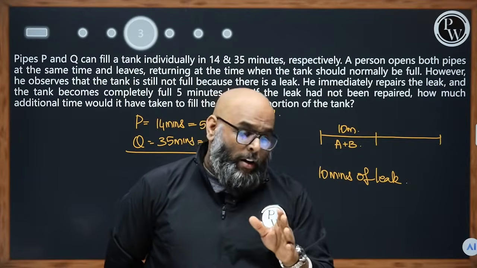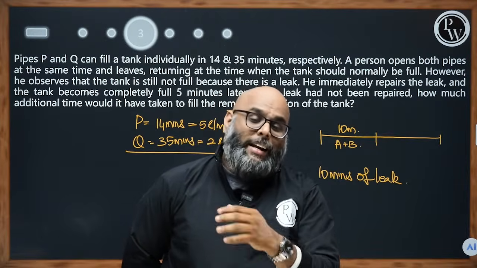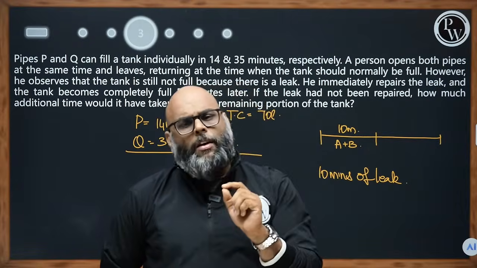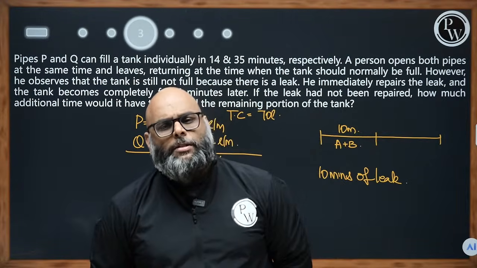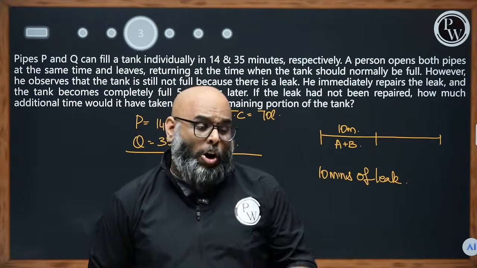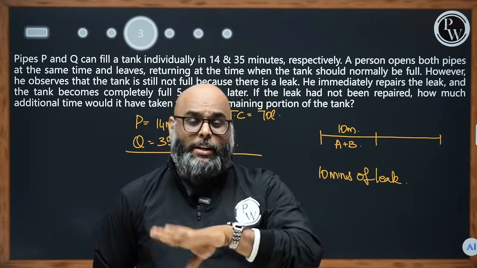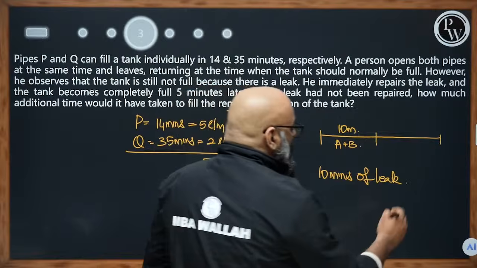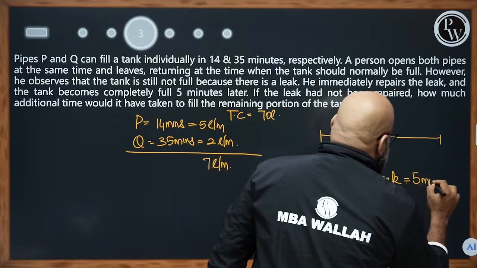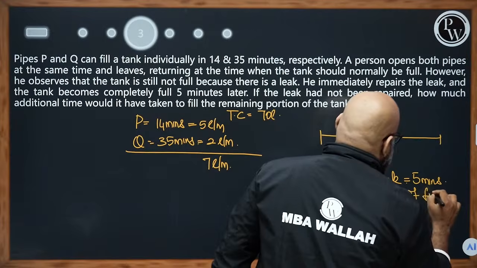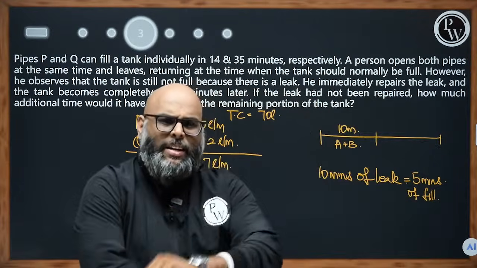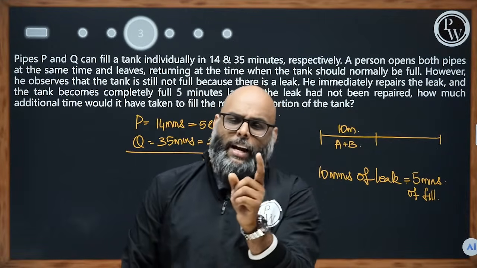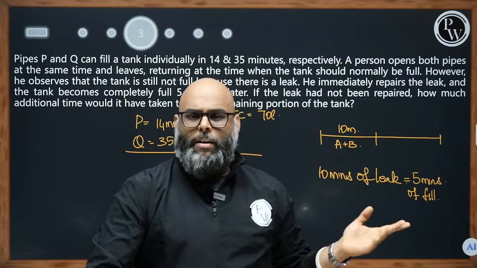Now what happened? The guy fixed this issue and then he ran the pipes for another 5 minutes to fill the tank. Now the question should be, why did he operate the pipes for another 5 minutes? Whatever water was lost by the leak had to be compensated. So can we say whatever the 10 minutes of leak happened was compensated by 5 minutes of filling? Can we say that? Whatever I filled in 5 minutes was the equivalent of draining it out for 10 minutes. Right? How do I know that?